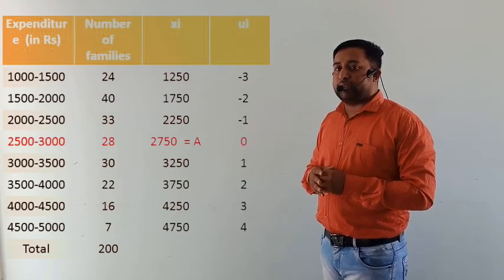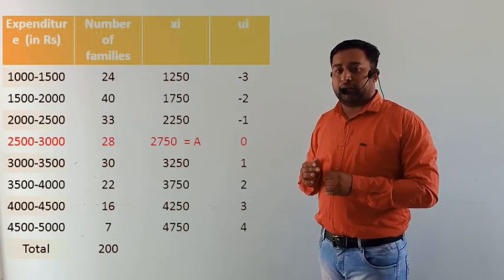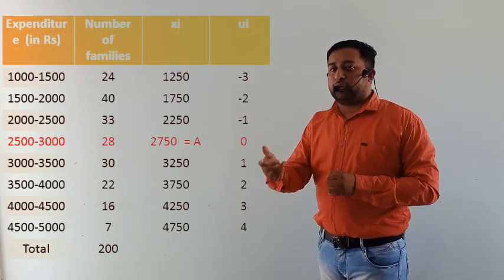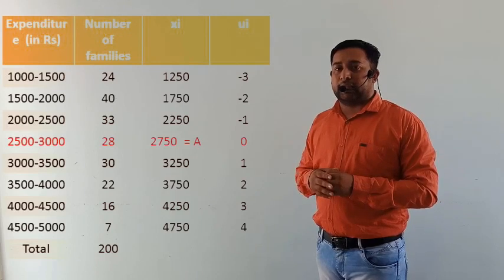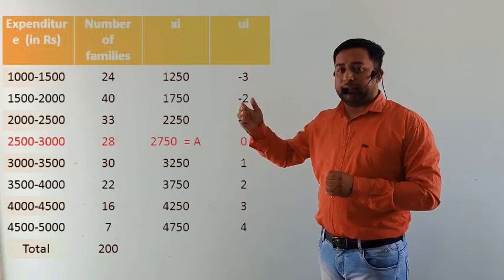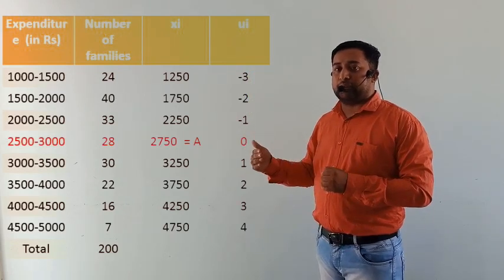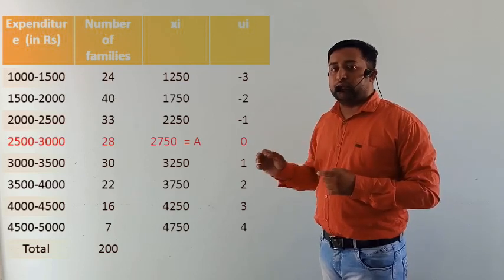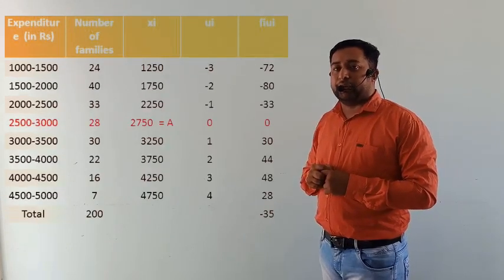Now for the next column, which is our ui, first we need to assume a value. Here there are 1, 2, 3, 4, 5, 6, 7 and 8 rows. So we can assume the fourth or fifth term. I am assuming my fourth term. As per the shortcut, ui is equal to xi minus a upon h. I am taking 0 here. On the upper side, minus 1, minus 2, minus 3. On the bottom side, plus 1, plus 2, plus 3. What to remember here? Your class length should be the same. So for this shortcut, the next column will be our fi ui.